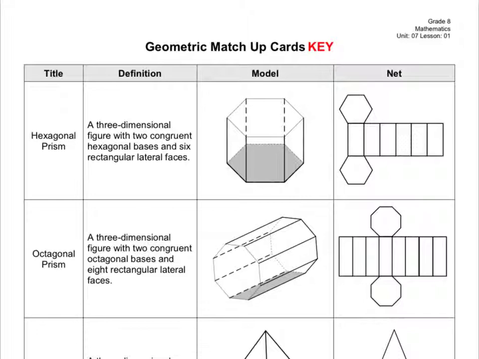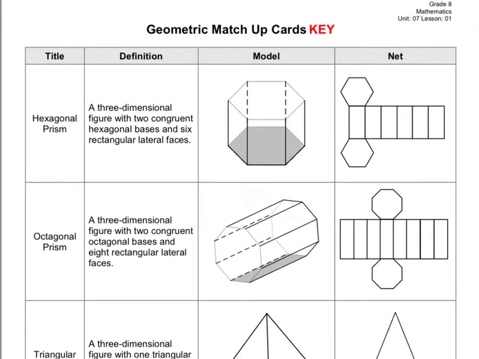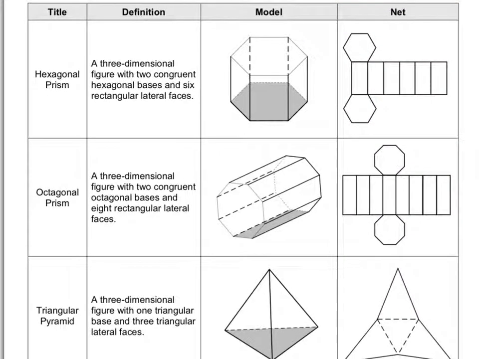Let's take a look at a hexagonal prism. So three-dimensional figure with 2 congruent hexagon bases. Looks like a hat box, doesn't it? And 6 rectangular laterals. So here are your 2 bases, the top and then the bottom, and then your 6. 1, 2, 3, 4, 5, 6. And that's what it looks like as a net.